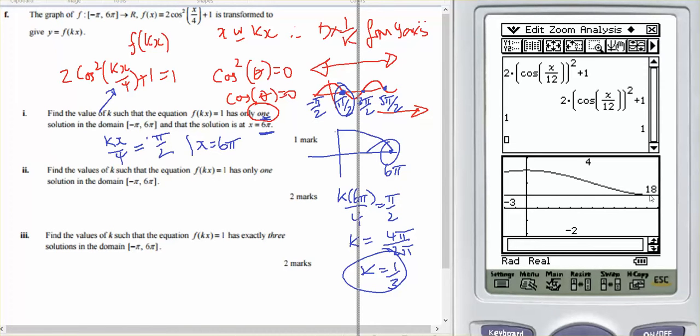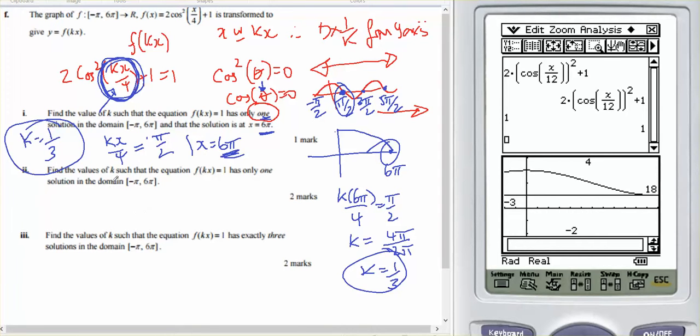There's that solution. So to talk about that again, this is my angle. I want my one solution, therefore I want it to equal pi on 2, because if I put pi on 2 into here, I will get an answer of 0. So I want kx on 4 to equal pi on 2, and I want that answer to be at 6 pi. And that was the case, so it only has one solution, therefore k equals 1/3.